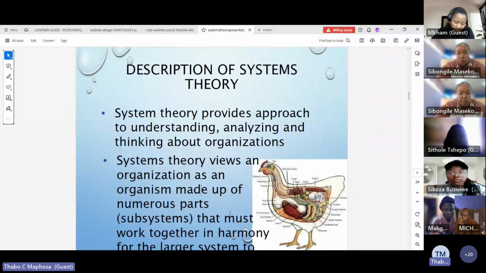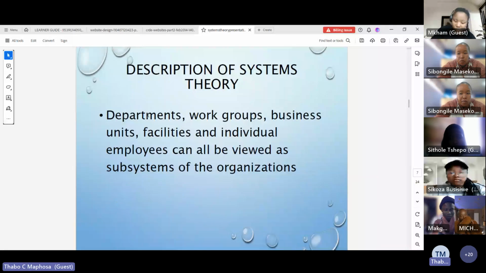Now these subsystems have to work together in harmony, which means they have to work together properly for the larger system to actually function. These subsystems include departments, work groups, business units, facilities, and individual employees, which can all be viewed as part of the subsystems in any organization. Most organizations are divided into many departments, from human resources to sales to IT.